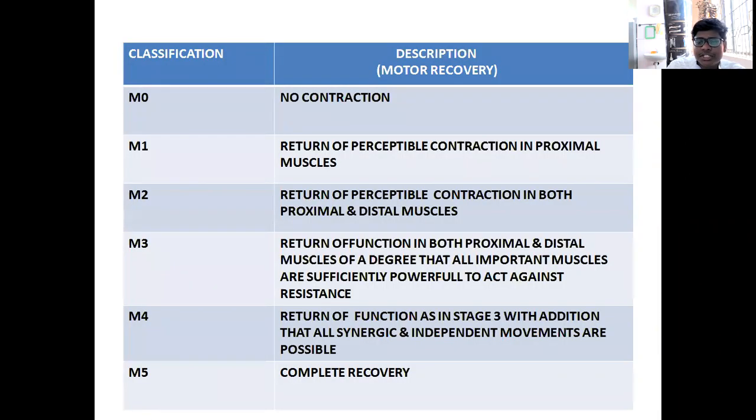We will see about the classification. This is the description of motor recovery. M0 is no contraction. M1 is return of perceptible contraction in proximal muscles. M2 is return of perceptible contraction in both proximal and distal muscles. In M3, muscles are sufficiently powerful to act against resistance. M4 is a return of motion as in stage 3, but with synergistic and independent movements possible. Then M5 is complete recovery.